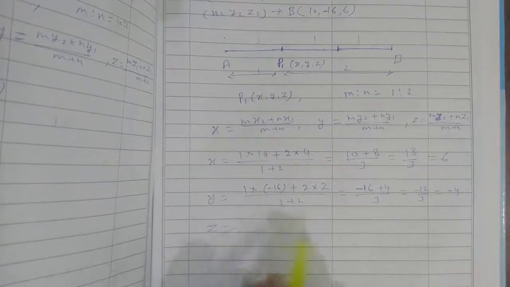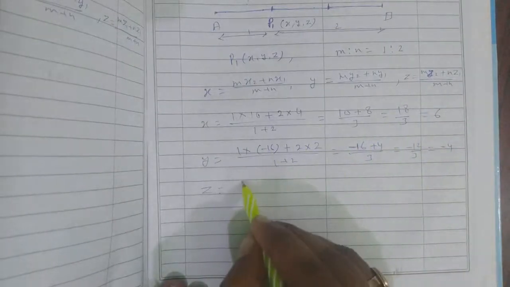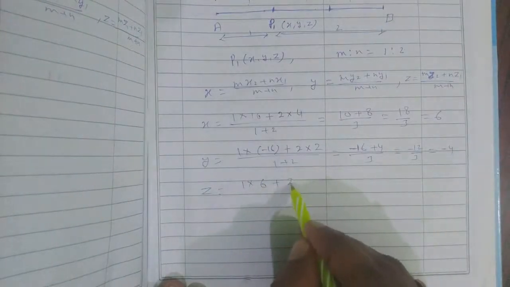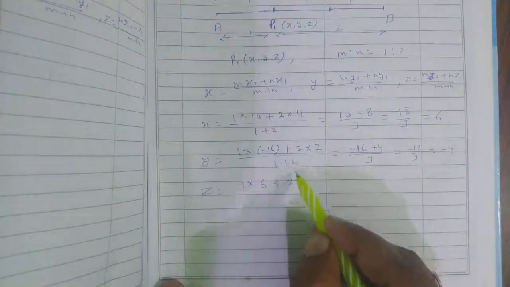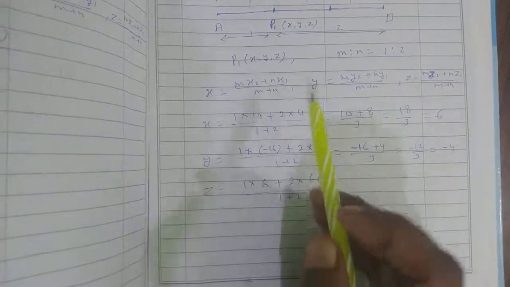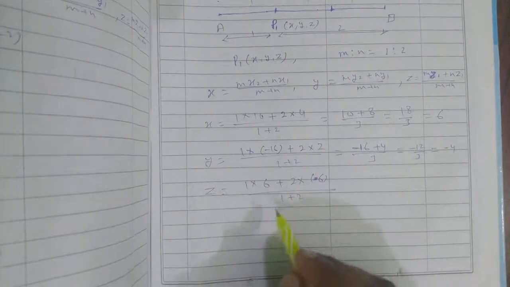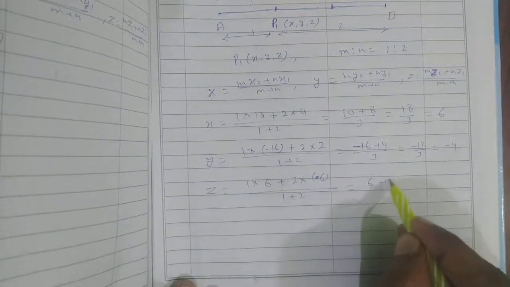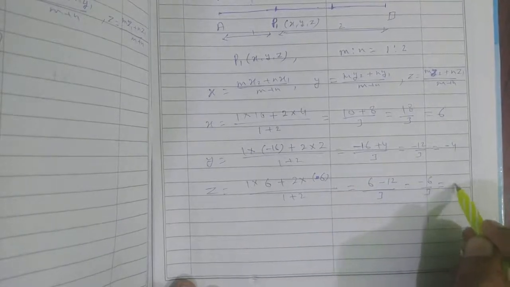Similarly, here z. According to this identity, m1 into z2 is 6, plus n, and the value here is 2. The value of z1 here is -6, upon 1 plus 2. The value of z here is -6. Then now solve it: 6 times 1 is 6, minus 12, upon 3, that is 6 minus 12, which is -6 upon 3. The result here comes -2.